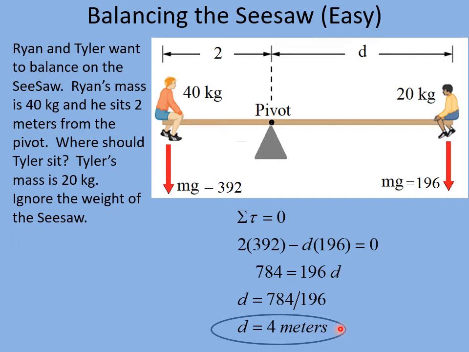Now let's take a look at this answer and see if it makes sense. You might have been able to do this problem in your head. Notice that the big kid here, 40 kilograms, is exactly twice the mass of the smaller child, 20 kilograms. If his distance is 2 meters over here, then we know the smaller child must have twice the distance in order to get the same torque with only half of the mass and weight. So therefore, twice 2 gives us the distance of 4 meters.